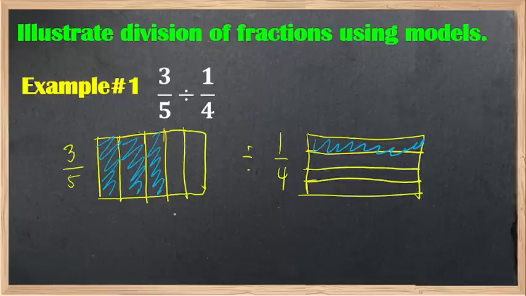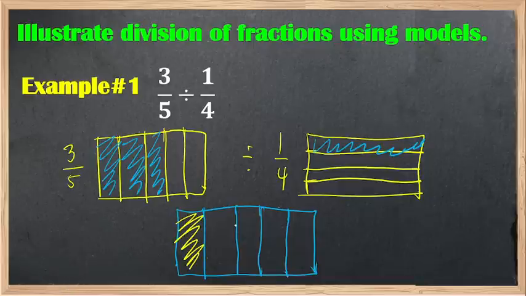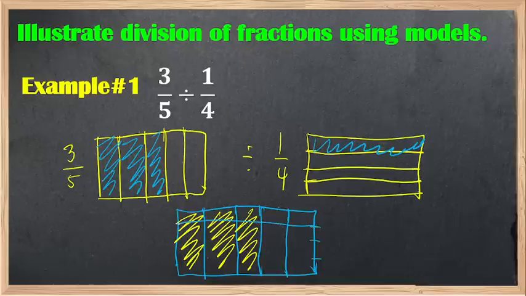Now let's combine the two illustrations. So we have 3/5, 1, 2, 3, 4 to make this one 5. And then, as you can see, the shaded region is equivalent to how many? For 3 shaded regions. And then, let's combine to the other side. We have 1/4. So, 1, 2, 3 to make this one 4 equal parts.